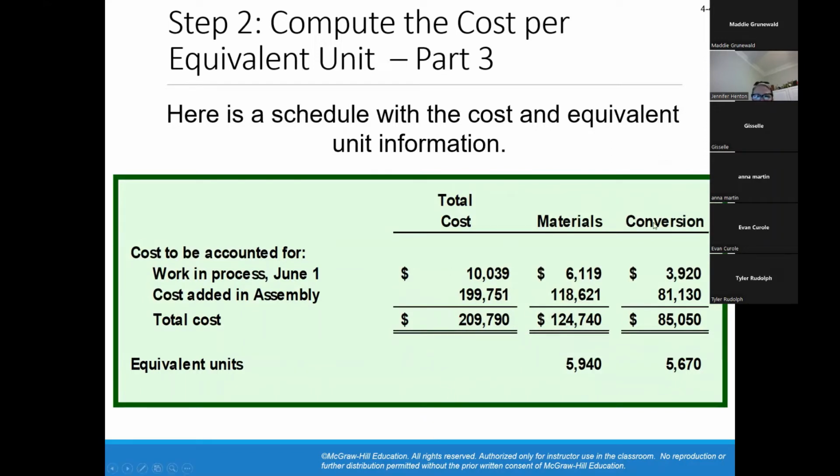And then for materials and conversion, they're just listing them out. So for materials, I started with 61.19. Here's my added cost. My total material cost is 124,740. Conversion, just picking up the numbers they gave me, work in process in the beginning, and what was the cost added during that period. So it's 81,130. Add them together, I got a total cost of 85,050. At the bottom, the equivalent units are what we calculated on the previous slides.